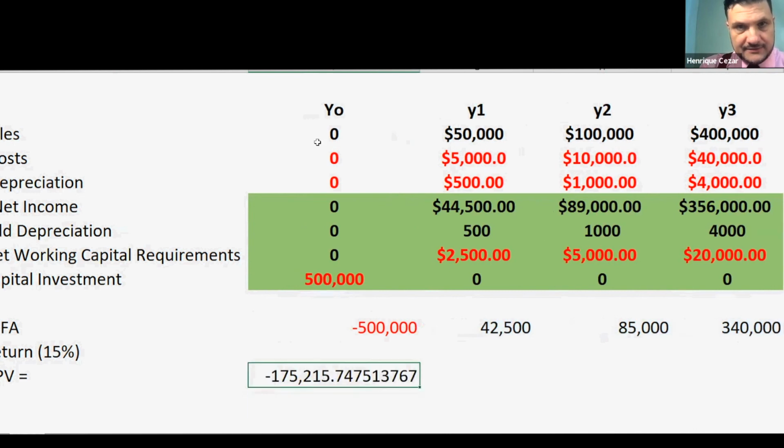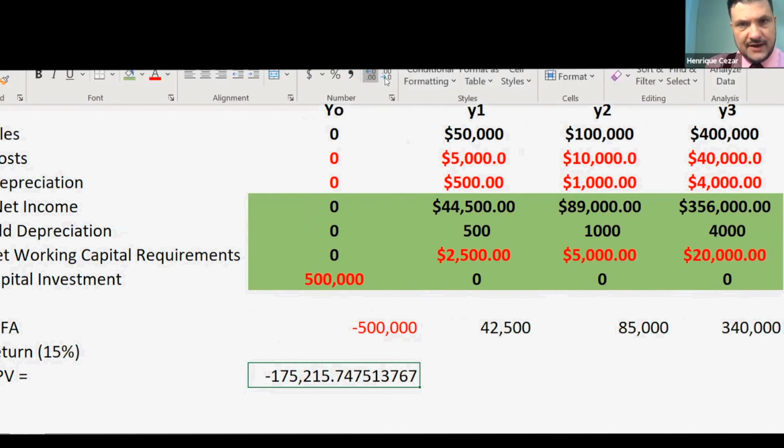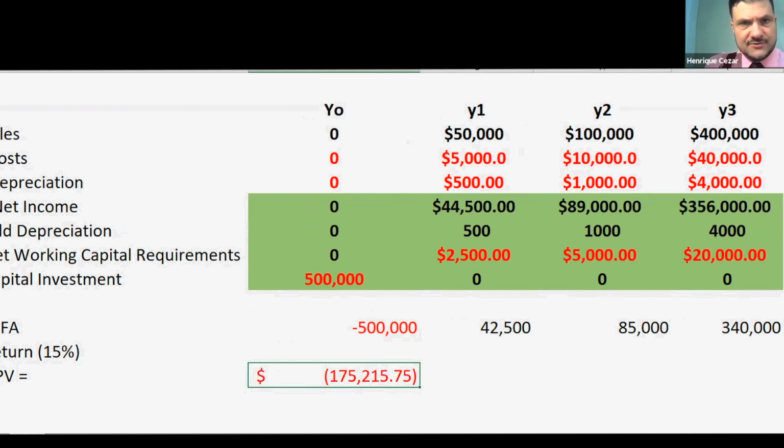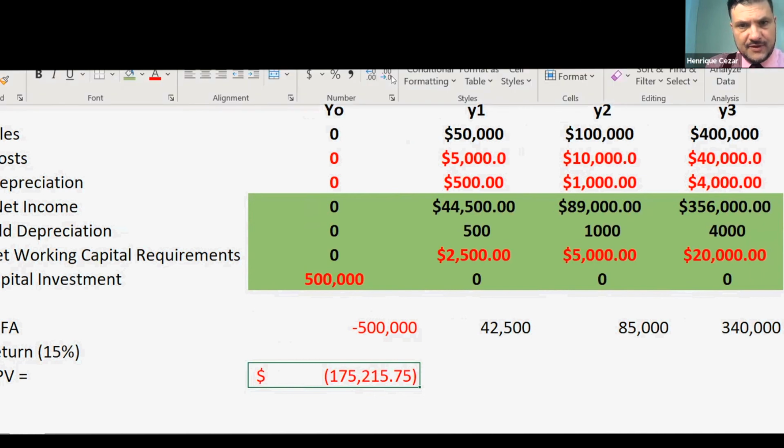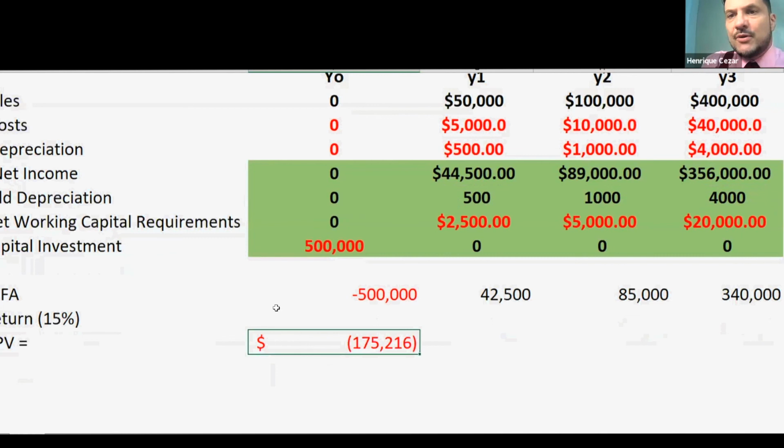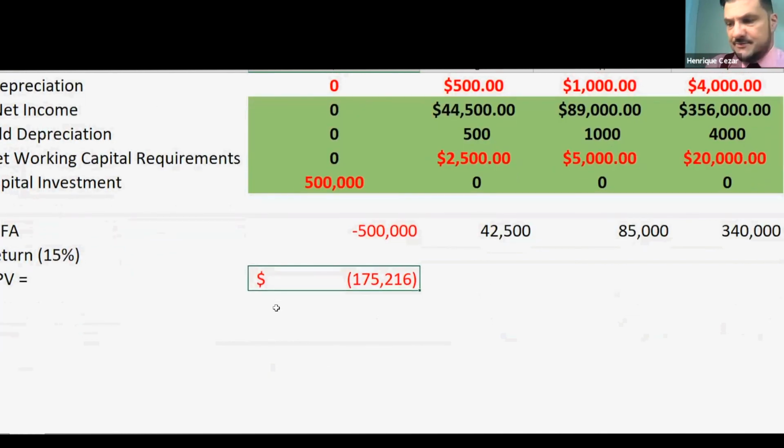Look at my number, it's a very ugly number because of the decimals. So I'm going to make this number a little bit more visible, and please round these numbers on your exam. Two decimals, no decimals preferable. There you go. So look at the answer here, friends. It's a bad project because we spent 500,000, and then we make this much.